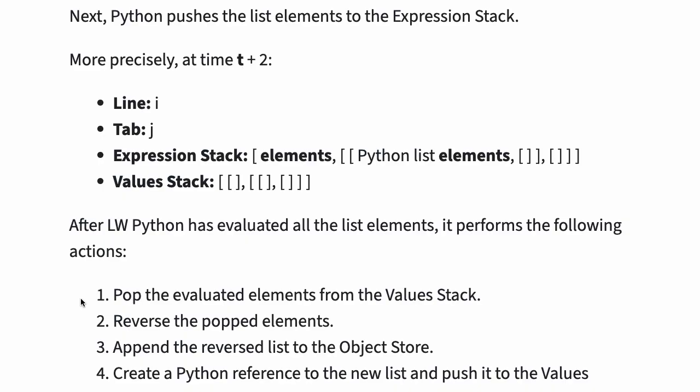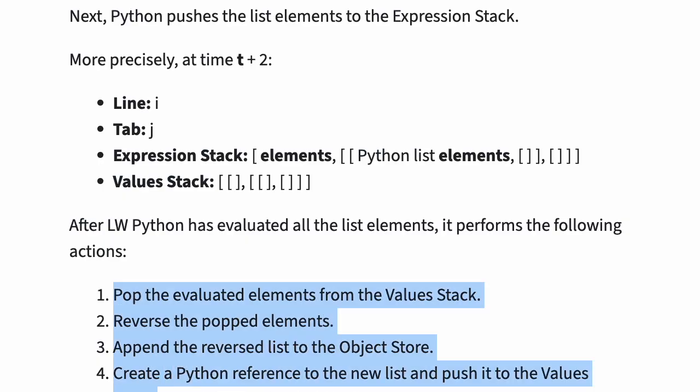After LWPython has evaluated all the list elements, it performs the following actions. 1. Pop the evaluated elements from the value stack. 2. Reverse the popped elements. 3. Append the reversed list to the object store. And 4. Create a Python reference to the new list and push it to the value stack.